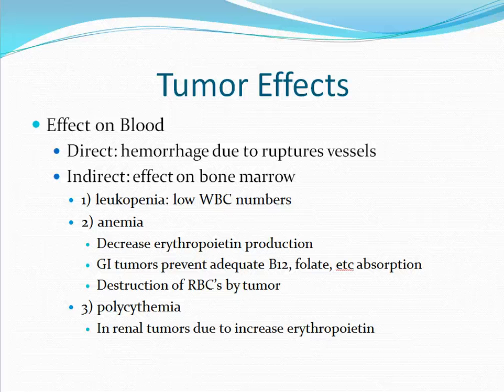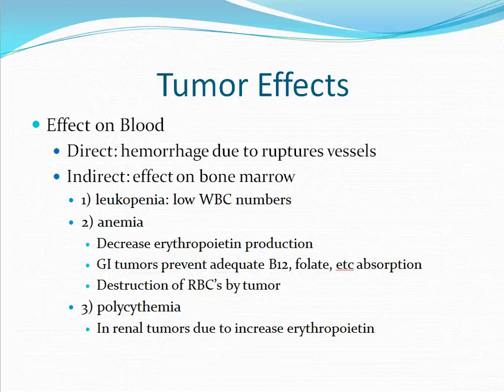Tumors can also have an effect on the blood. This might be a direct effect, which would be hemorrhaging due to ruptured vessels or GI bleeding, or it could be an indirect effect due to an effect on the bone marrow. Some indirect effects include leukopenia. Leukopenia is an inadequate white blood cell production, and this will lower the body's ability to fight infection.